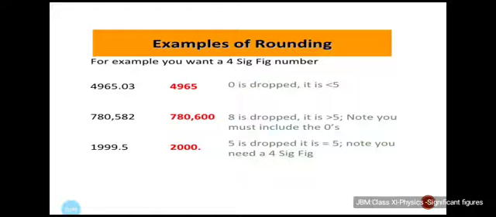If the digit to be dropped is 5 or 5 followed by zeros, then the preceding digit is raised by 1 if it is odd. For example, if x is equal to 3.750, 7 is an odd number, so it will be rounded off to 3.8. If the number is 16.15, 1 is an odd number, so it will become 16.2 on rounding off.